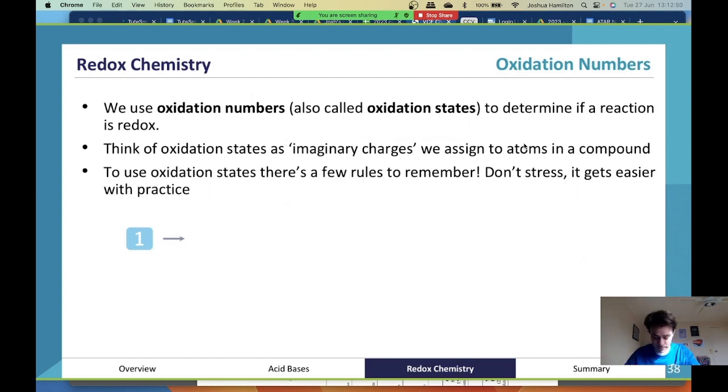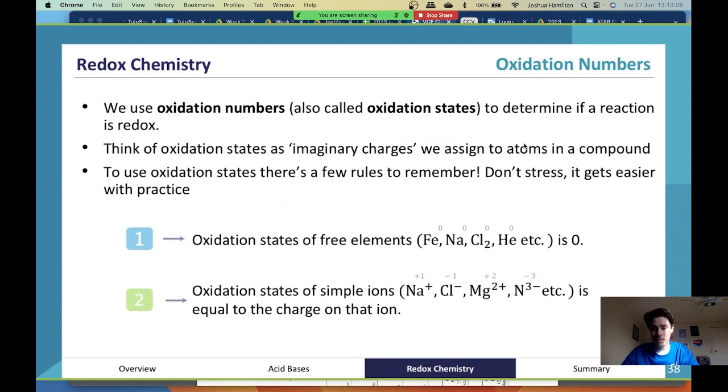So this is where things get a little bit more complicated. There are a few rules. I'll go through the rules and then I'll show you how we apply those in the question. First, oxidation states of free elements. So Fe solid, that's a metal, sodium solid, chlorine gas, helium gas. These are all zero. These have no charge. They're free elements. They're not an ion. Therefore, they have no charge. They are zero.